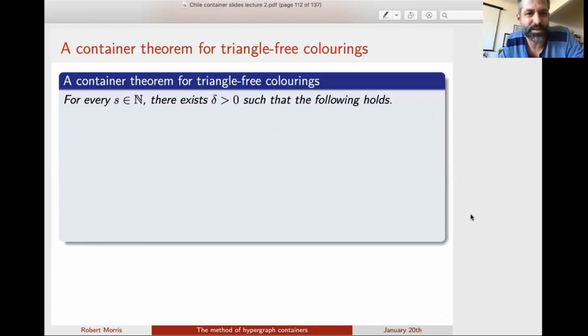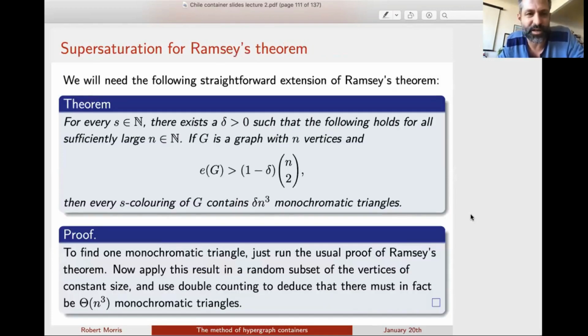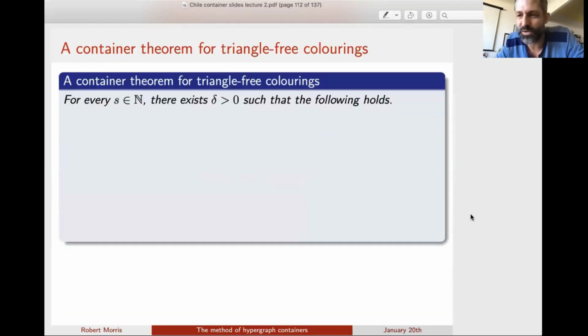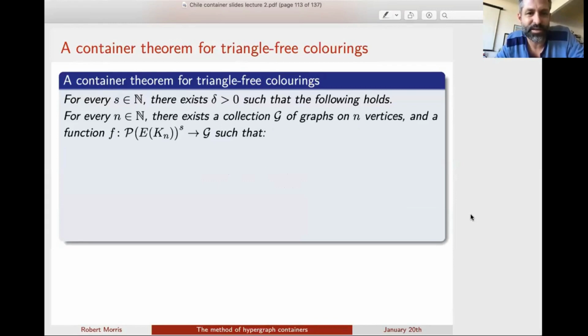Okay, so using the container lemma and the supersaturation theorem, and using the usual method, we obtain the following container theorem for triangle-free colorings. For every S, there's a delta. There's a collection of containers and a function.